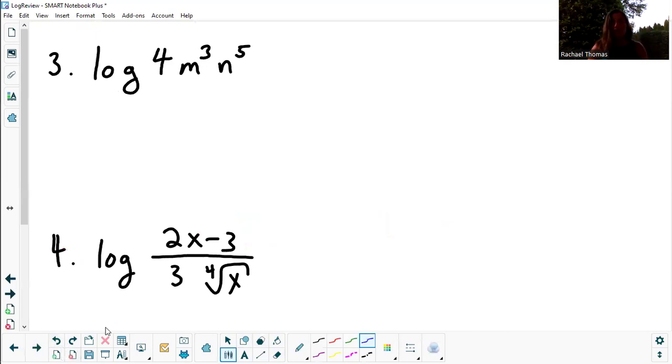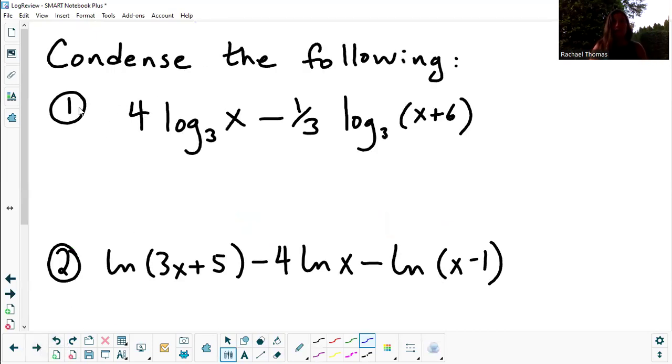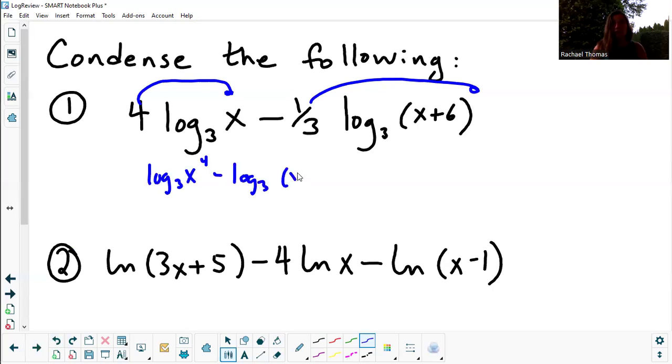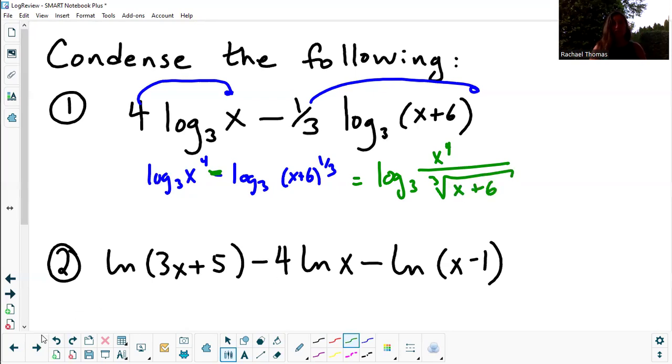Condensing is exactly the other way. If I'm given an expression, let's take this first one, and I'm asked to condense it, the first thing I'm going to do is log law 3. In this case, that turns into the base 3 log of x to the 4th minus the base 3 log of x plus 6 to the 1/3. I'm going to make that look different in the next step. And then this minus means I'm going to divide the arguments of the logs. So this all condenses to be the base 3 log of x to the 4th divided by, and now I'm going to call that 1/3 power, the cubed root of x plus 6.